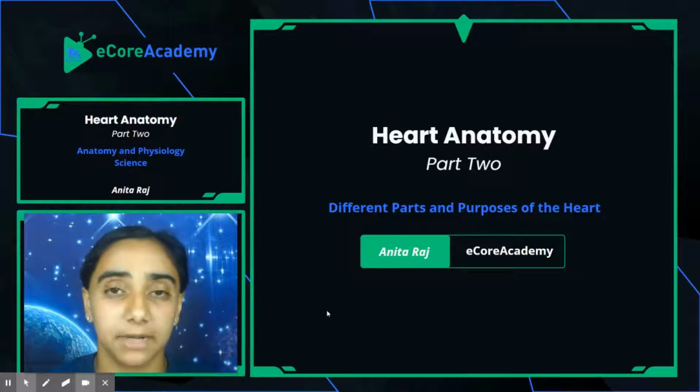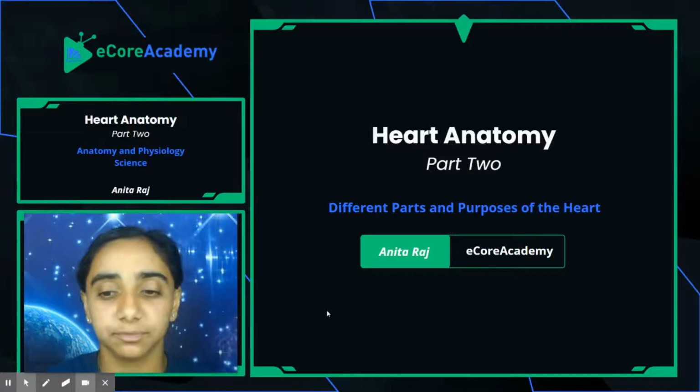Again, this is Heart Anatomy Part 2. We're going to be looking at different parts of the heart and the purposes that each of these parts serve, how they work together to create this amazing system, and how they work together to form an organ that is so essential to our systems, other systems, and the way we live.